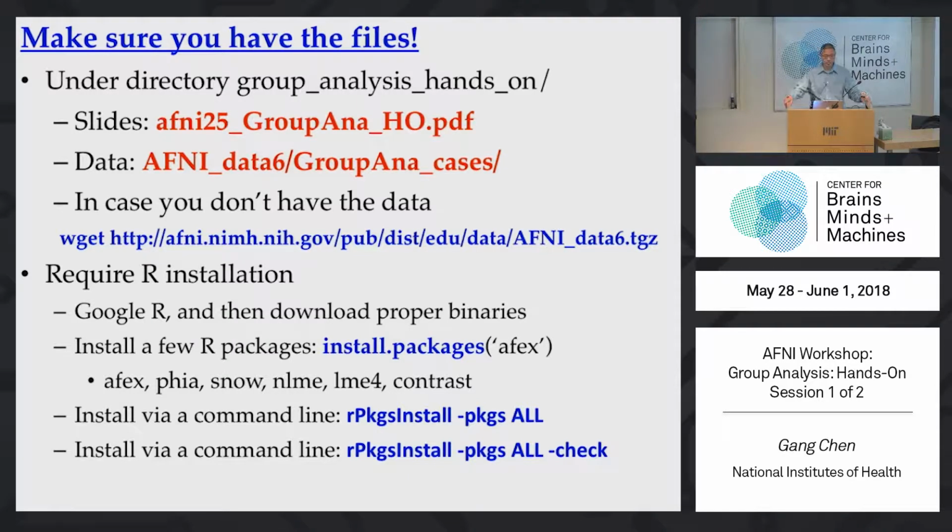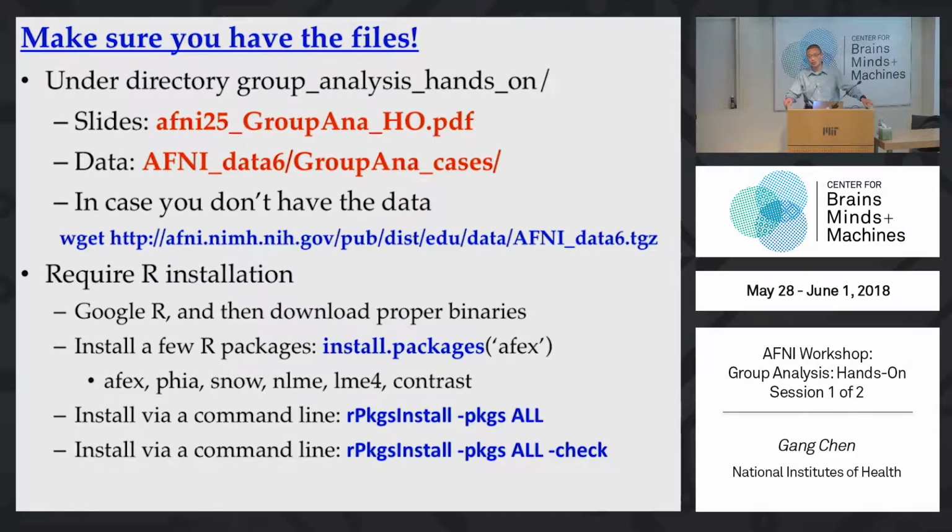So yesterday we talked about the group analysis approaches available in Affinity. For this section, we're going to use a few real data sets to try the programs and see how you feel about them. The slides are under that directory. The hands-on is called Affinity 25 underscore group and underscore HO PDF. The data is in the same directory we have been using, Affinity data 6. The subdirectory is called group and cases.